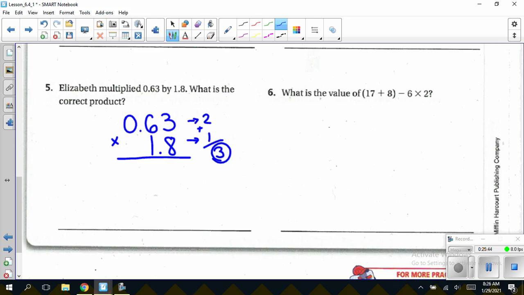And finally, for number 6, they want to know what the value of this expression is. Don't forget, you are using your PEMDAS. Please excuse my dear Aunt Sally. Remember, multiplication and division is whatever one comes first, left to right. Same thing with addition and subtraction, whatever one comes first, left to right.